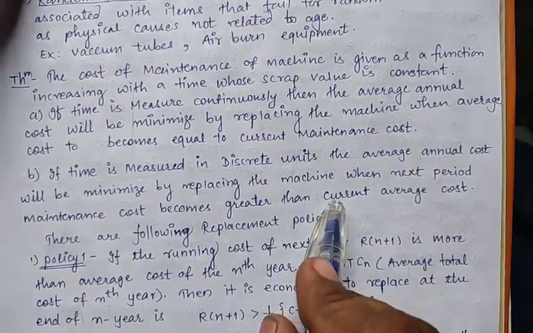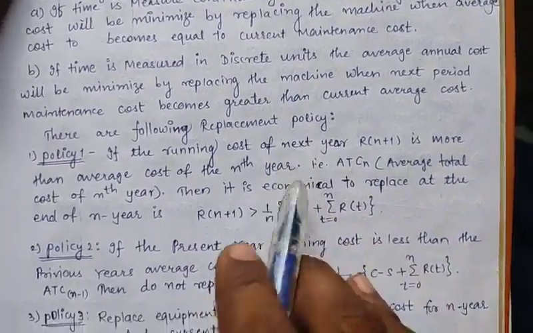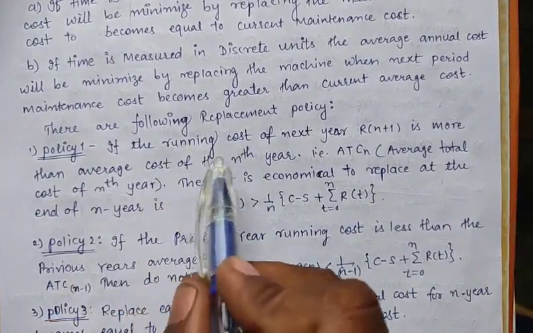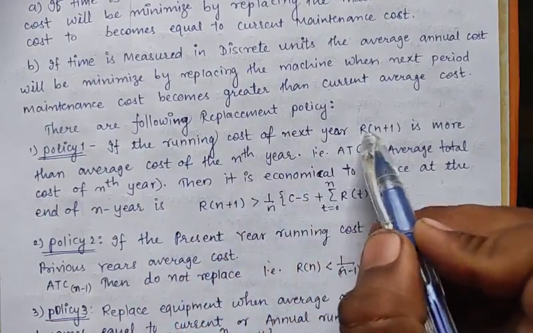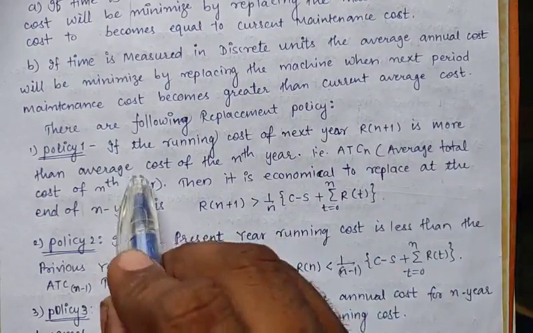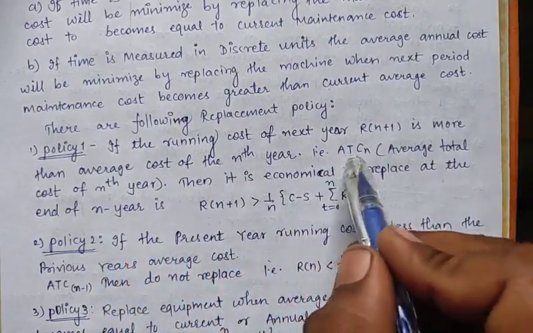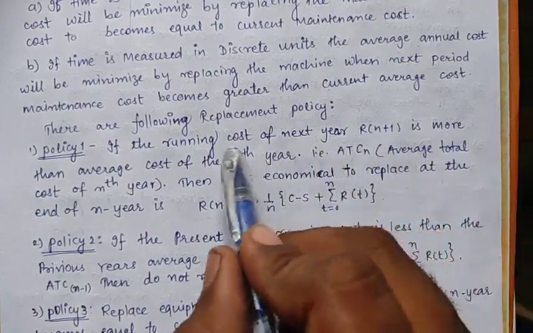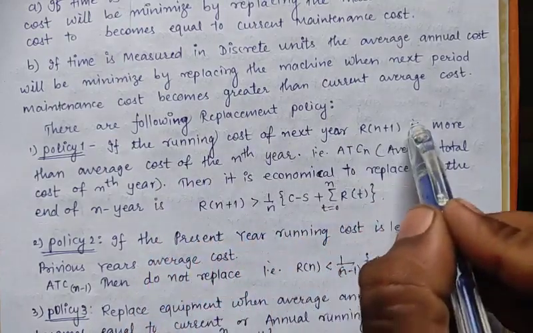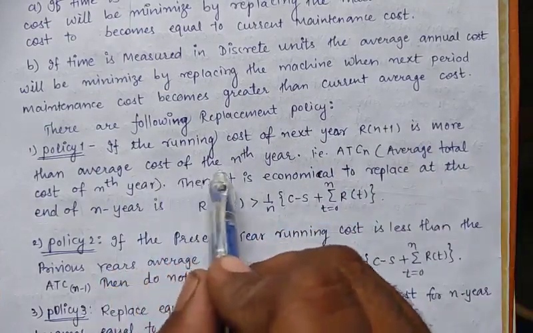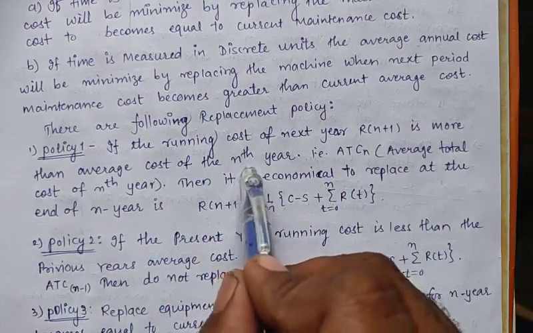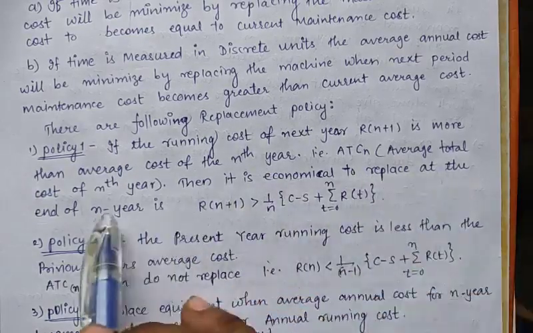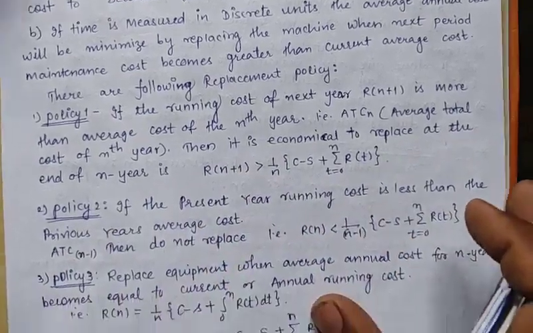Now there are some replacement policies for when we replace the item or given product. So the first policy is: if the running cost of the next year, which is R of n plus 1, is more than the average cost of the nth year, then the item should be replaced after n years. It means that if the running cost of year n plus 1 is more than the average running cost of the nth year, then we should replace the machine at the nth year. So it is economical to replace at the end of the nth year. Now let's see the second policy.